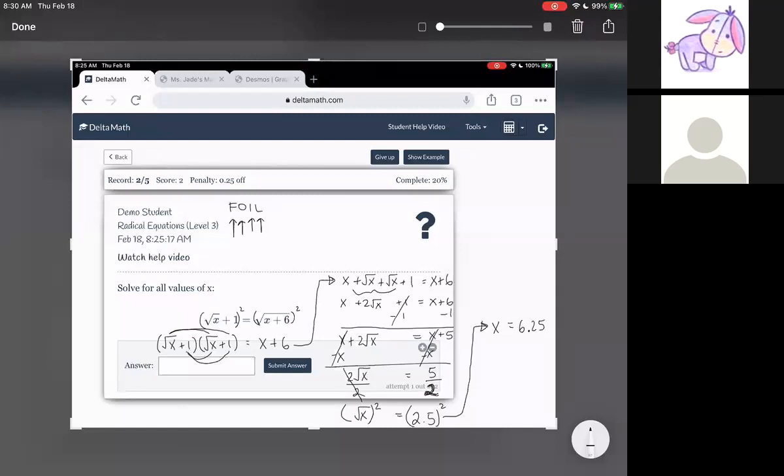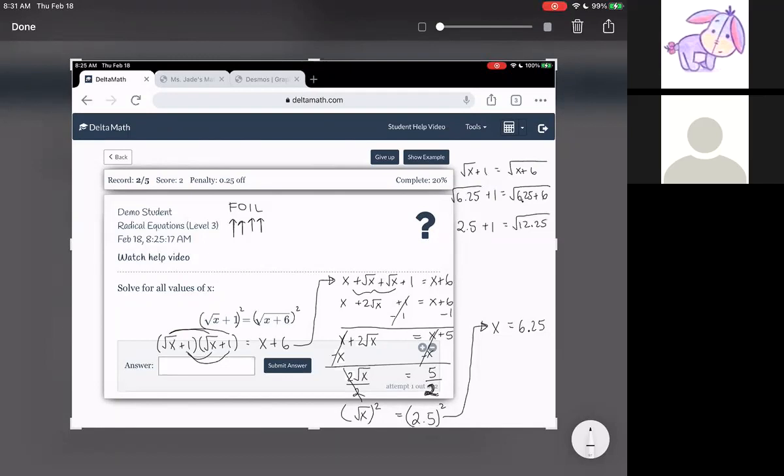We must plug it in to our original equation, so let me rewrite that. And then we're going to plug it in, make sure it works, or double check to see if it works. So we got square root of 6.25, and then plus 1 on the outside of the square root. And then over here is 6.25 plus 6. So we plug in our x value into both places where there is an x, and then we double check. So 6.25, the square root of that would just be 2.5. And then this would be 12.25.